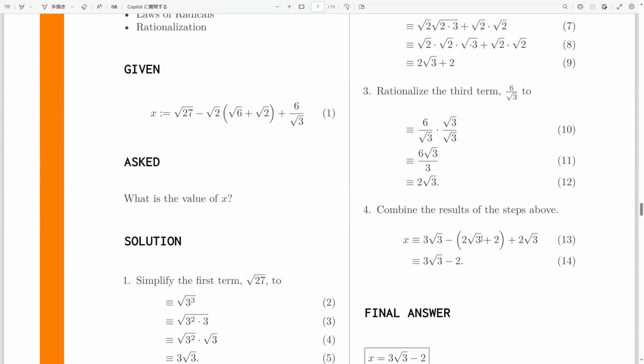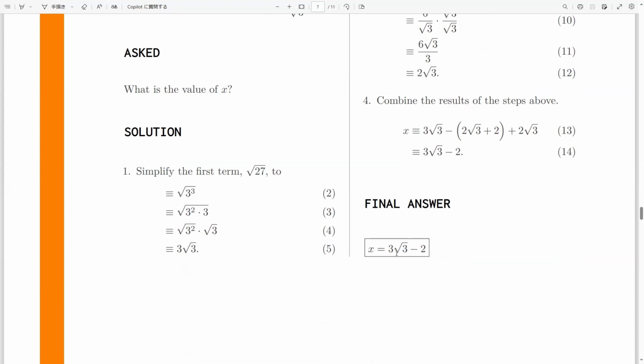And we immediately notice that this bit here, that's minus 2 square root of 3, and this one here plus 2 square root of 3, they cancel because it's a minus and a plus. And so what we're left is the first term here minus this term here. And so this will be our final answer.